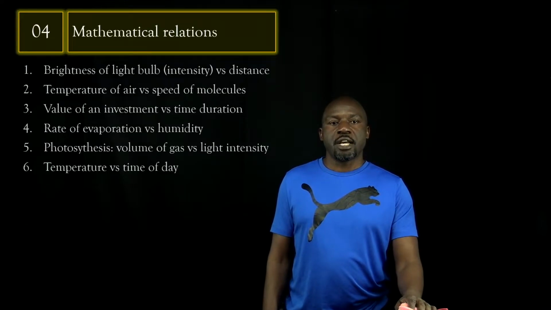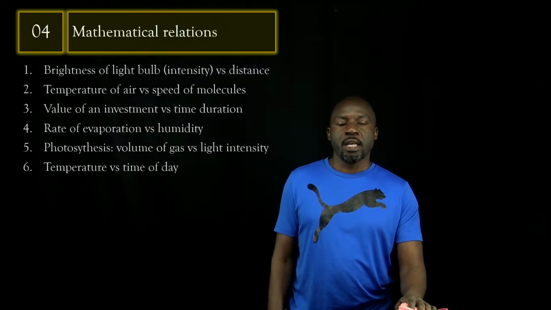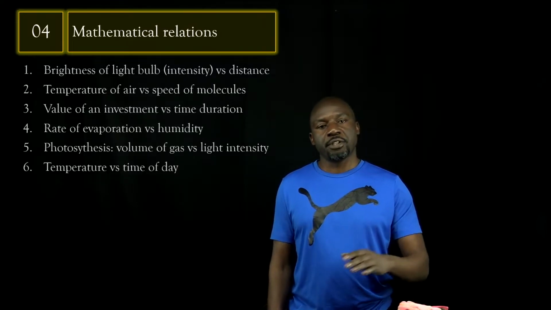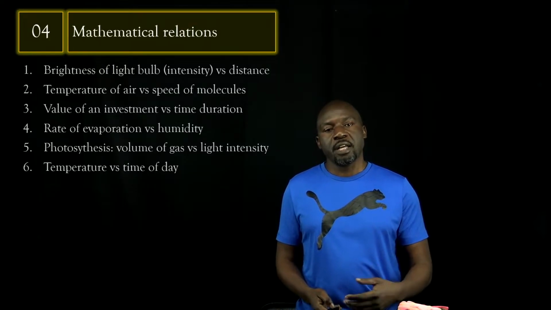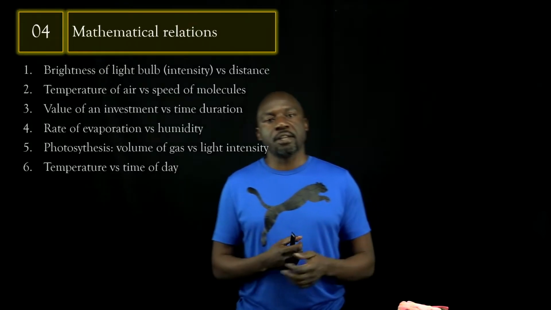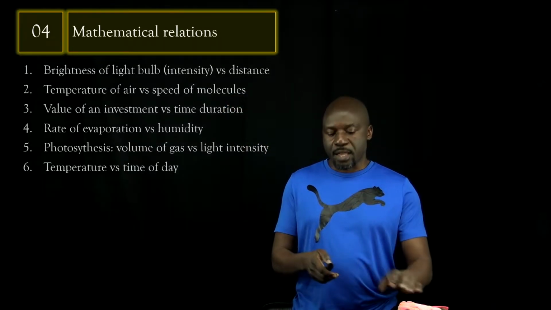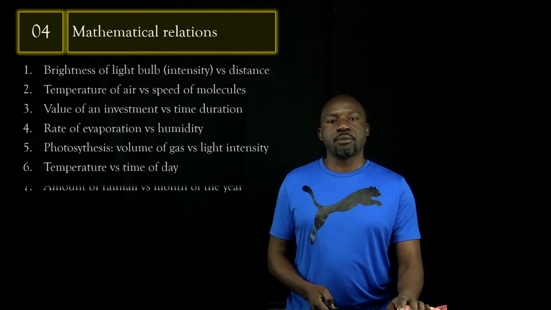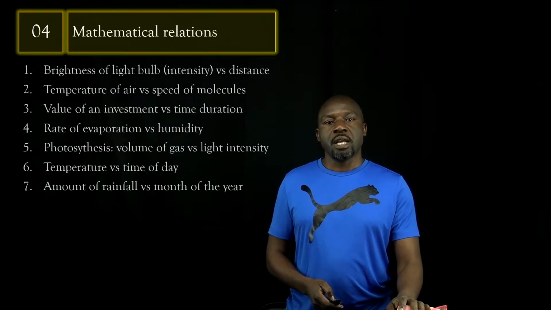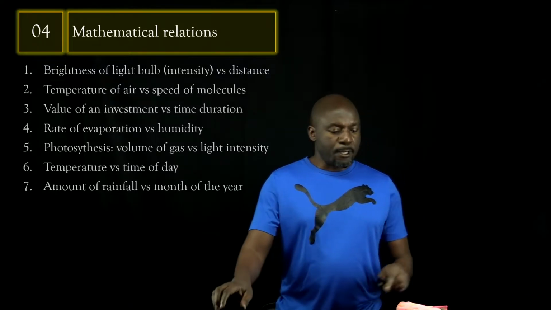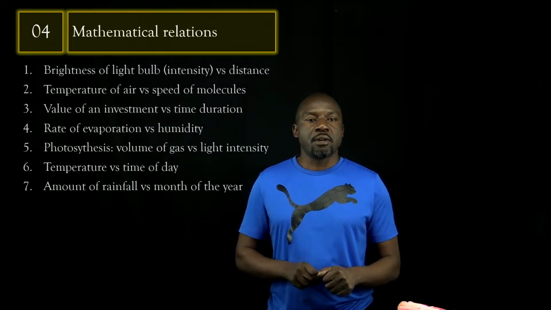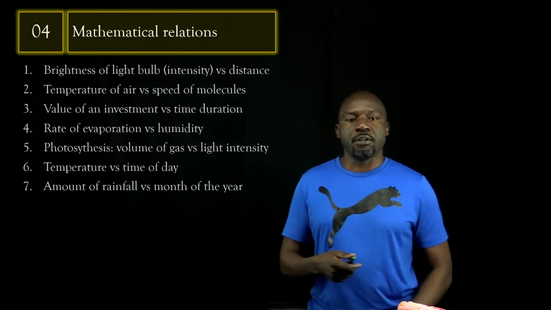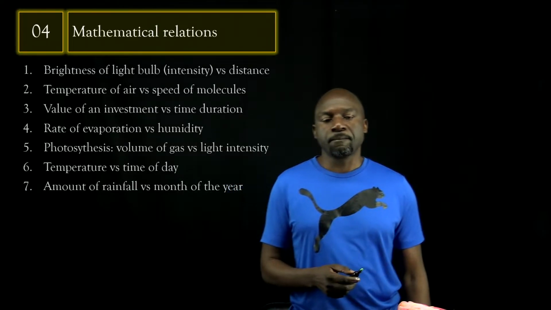The temperature versus time of day. So temperature at midday is different from temperature in the evening. The temperature at some point during the day will vary as the time progresses. So there is a direct relationship between the temperature and the time of day. These are all examples of good mathematical relations. The amount of rain that falls versus the month of the year. So in some places there is more rain in January, while in others the rainfall is greater in June or in August, right?